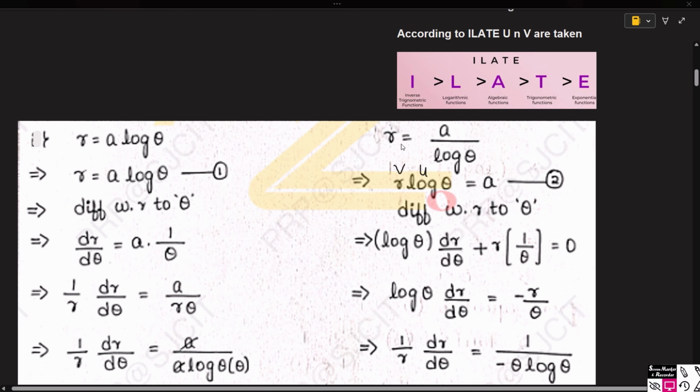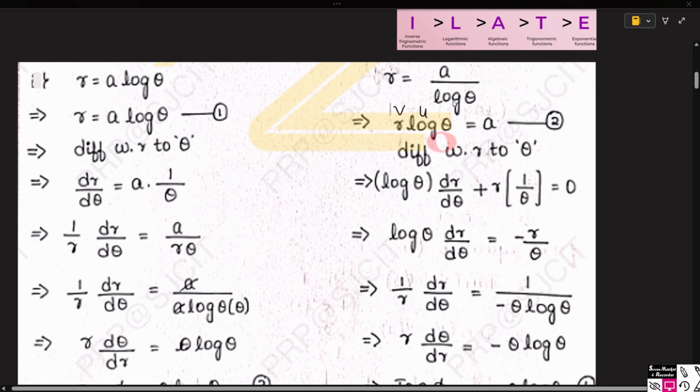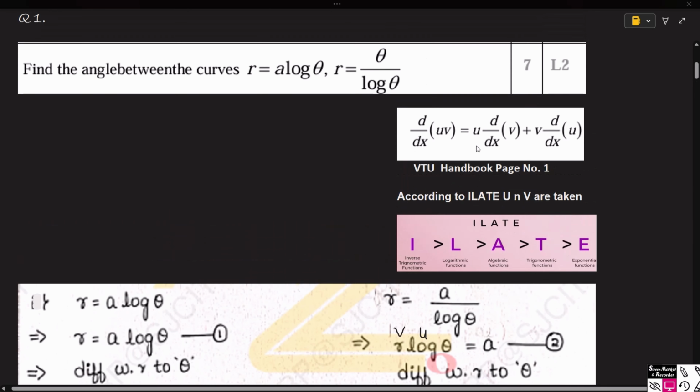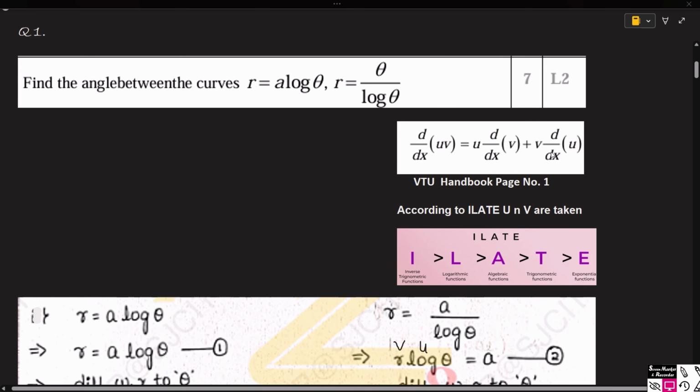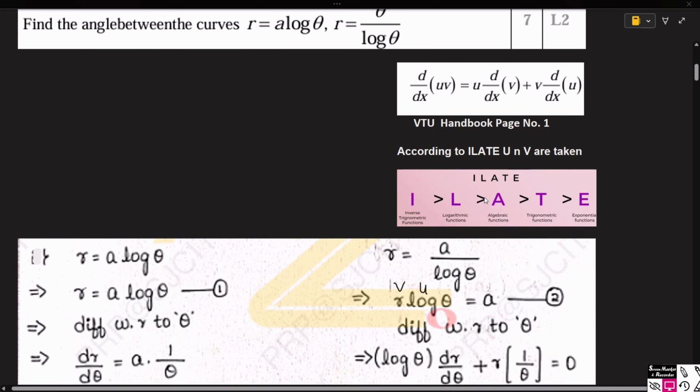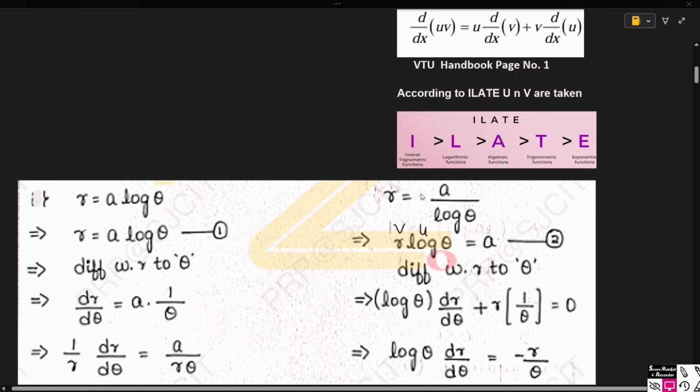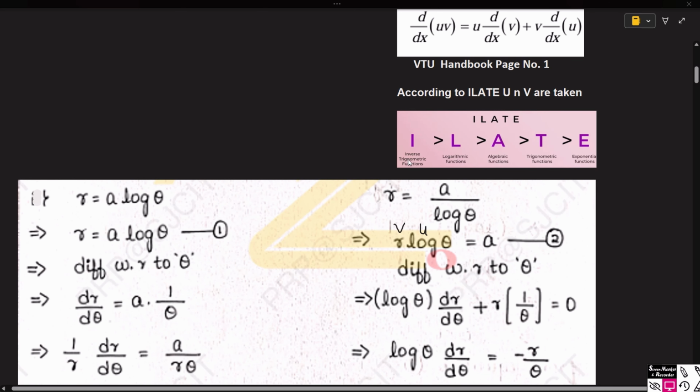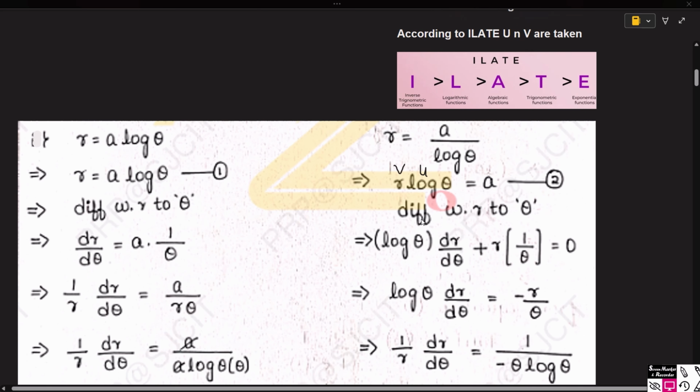So here r equal to a log theta. Here we are going to send the log theta to the left hand side. It will be r log theta equal to a. Here to differentiate, we need to take uv. To take uv, there is a formula, u into v. This is a formula which is provided on page number 1. It follows ILATE precedence. Precedence means priority. So which variable or function will be taken as u first? If it is inverse trigonometry, it will be taken first. So here we have a logarithmic function, log theta. So u will be taken as log theta, and v will be r, which is an algebraic function.